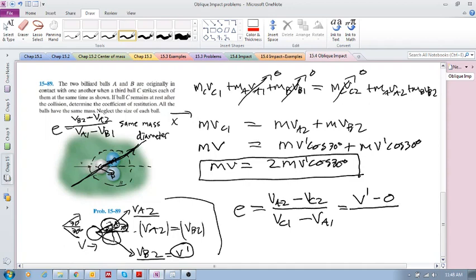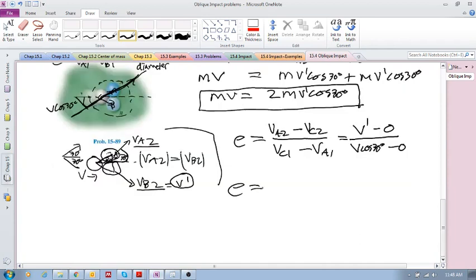And VC1, because we're looking at oblique impact, we need to consider this V but moving in this direction. So that would be V cos 30 as well. Okay, V cos 30, it's the initial velocity of C along this line of impact. And we know that VA1 was 0. Okay, so E is V dash over V cos 30.